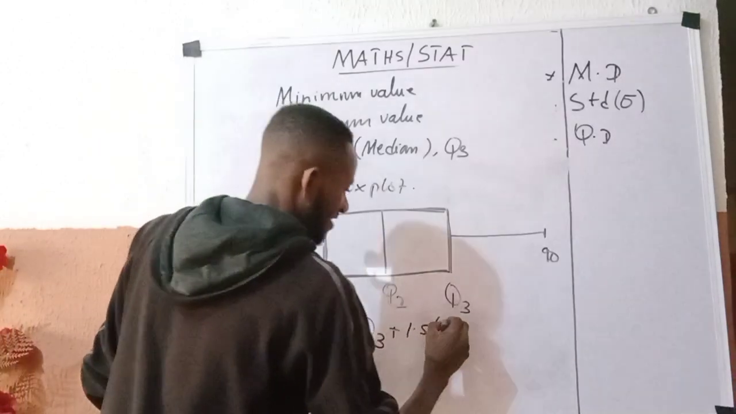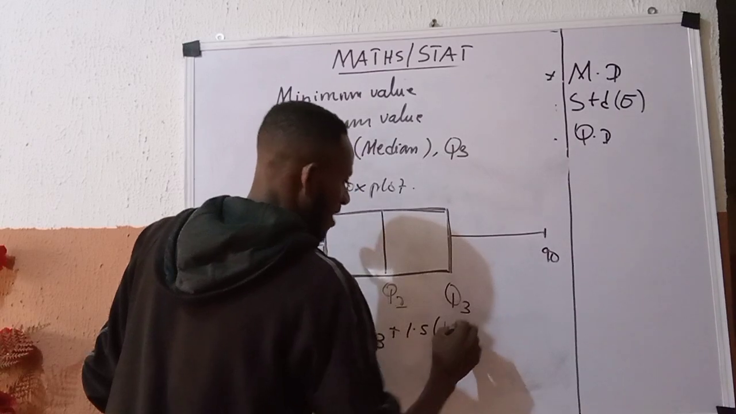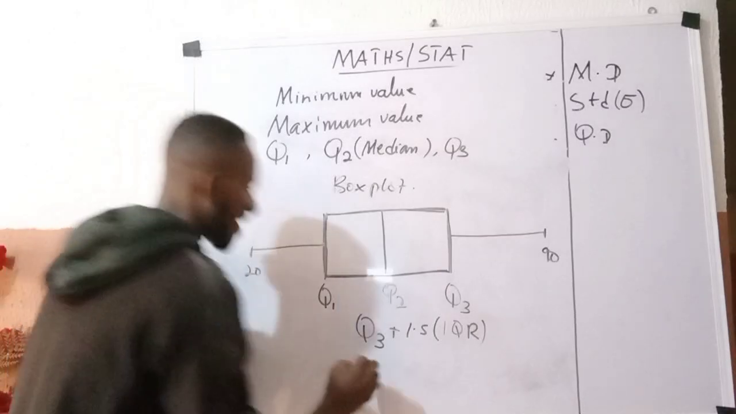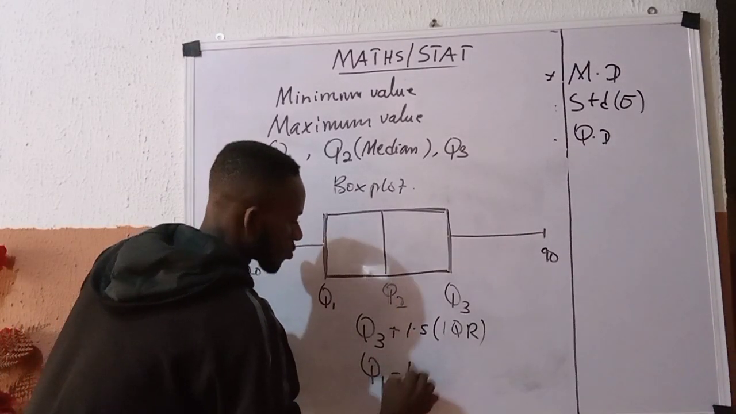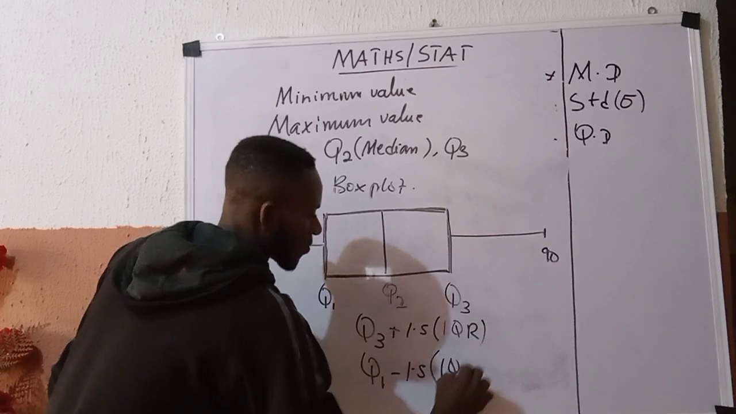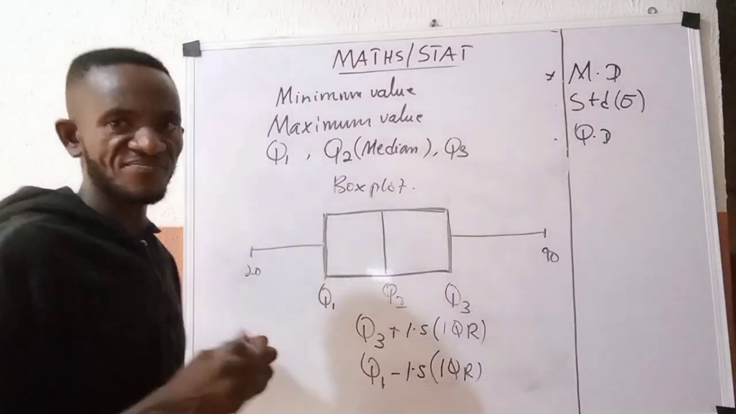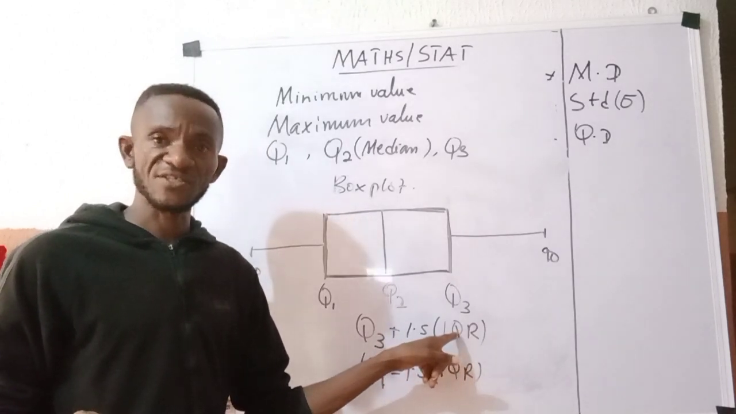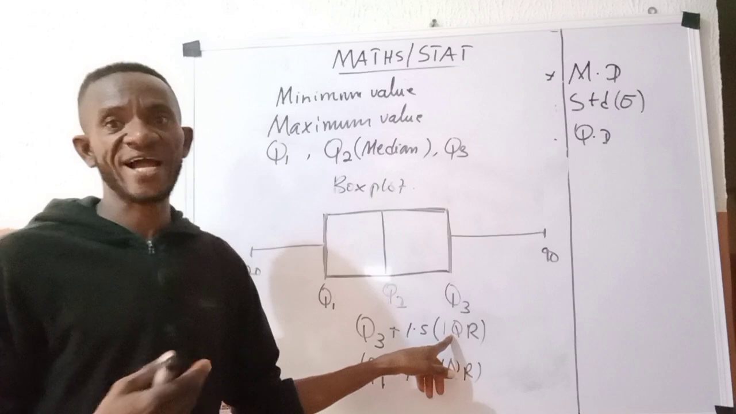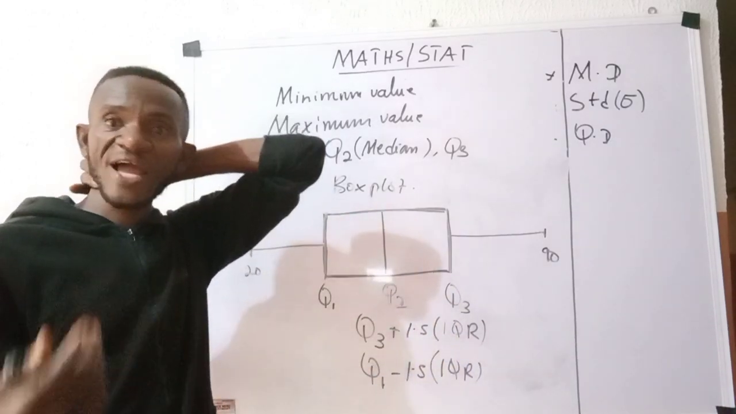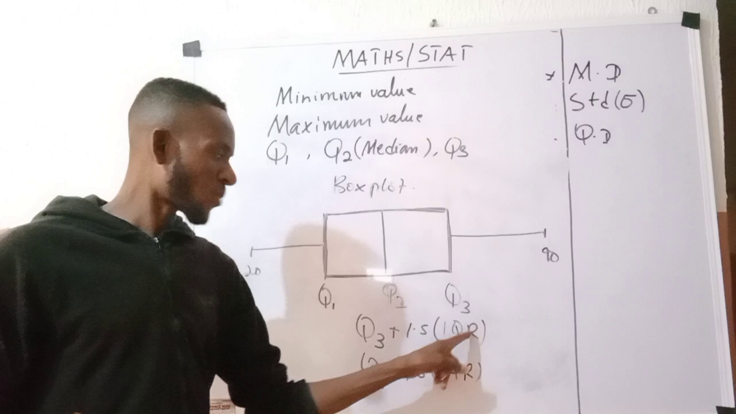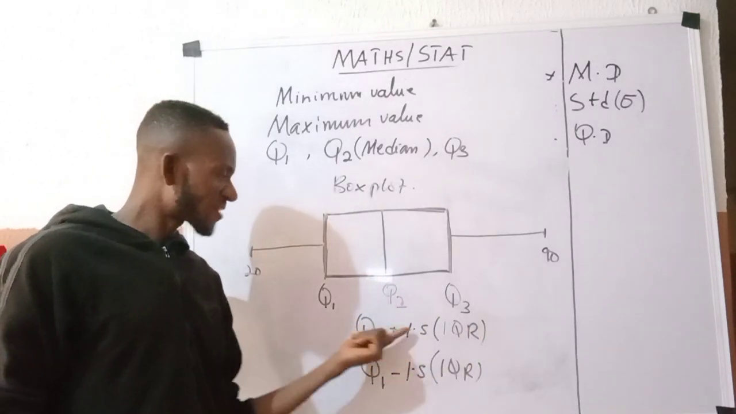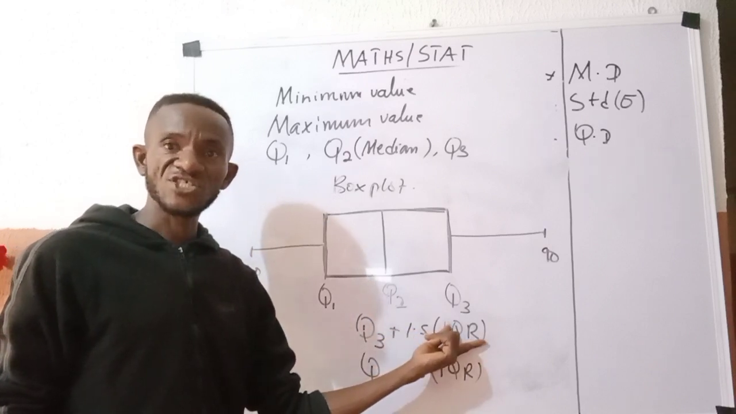I'll write it as IQR. Then they also give Q1 minus 1.5 of IQR, the interquartile range. They say when you must have computed your interquartile range, which, like I earlier said, is just like your quartile range, then equally you compute your third quartile. Then you say 1.5 times your interquartile range.